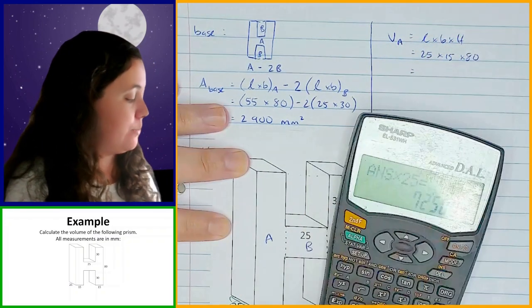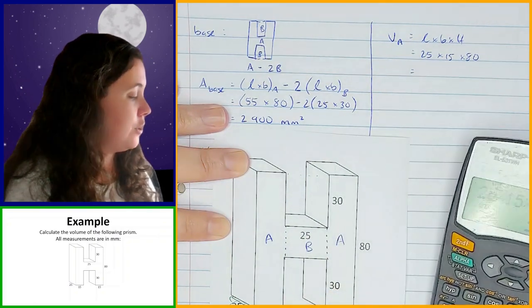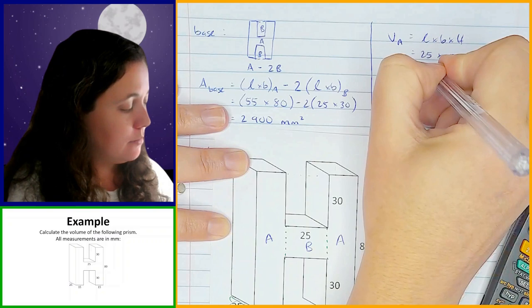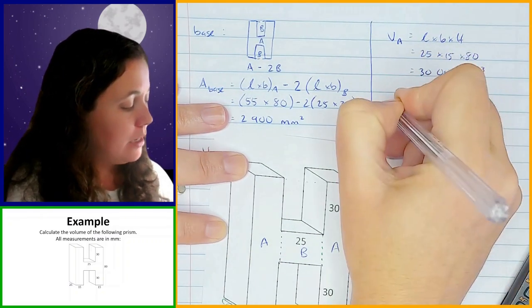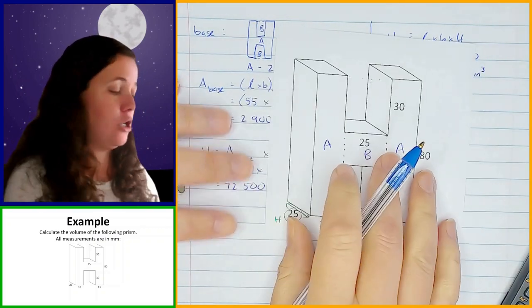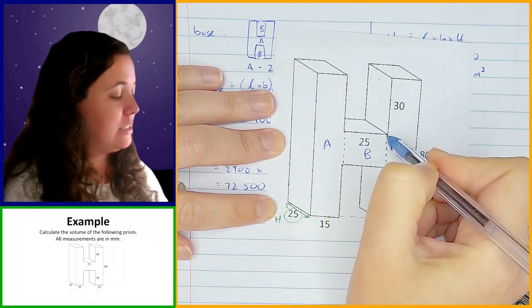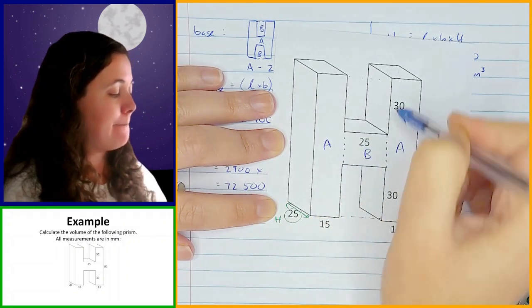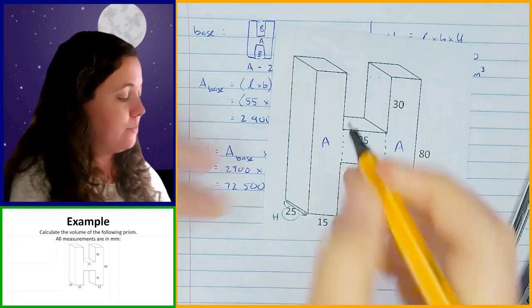Okay, so that's going to be 25 times 15 times 80 is 30,000 millimeters cubed. Then the volume of B is over here, the middle piece. This is 25, and this distance over here is 80 minus 30 and minus that 30. So that's going to be 20.